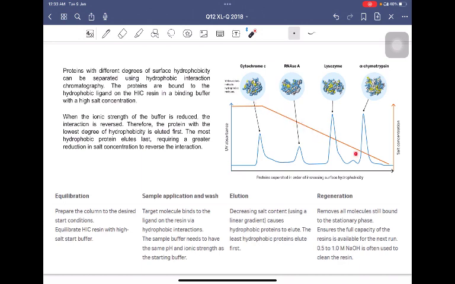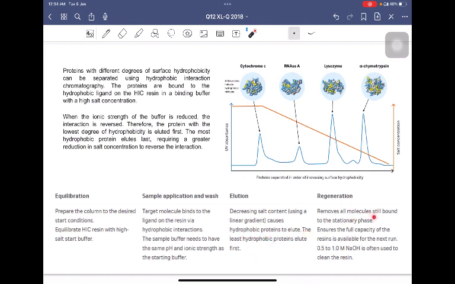And this orange line is for the salt concentration. We can see that the salt concentration is being reduced, and the least hydrophobic protein is eluted first. That is what happens with cytochrome C, followed by RNase A, followed by lysozyme, and followed by the most hydrophobic protein here, which is alpha chymotrypsin. So elution should be done with decreasing salt content, which will cause the hydrophobic proteins to elute.